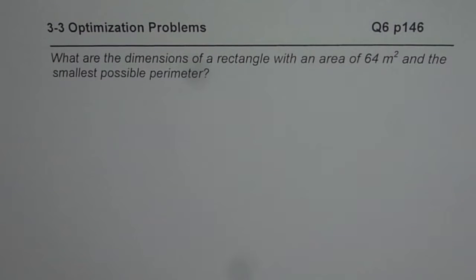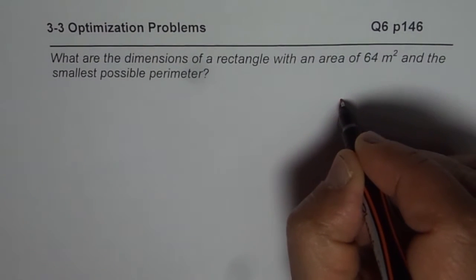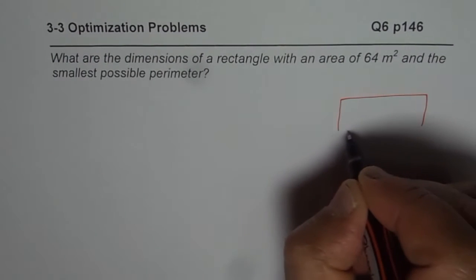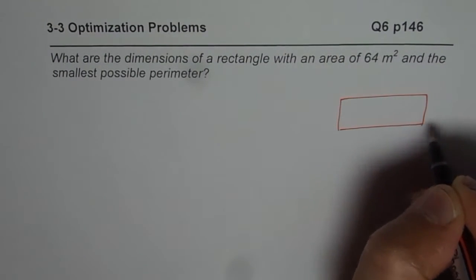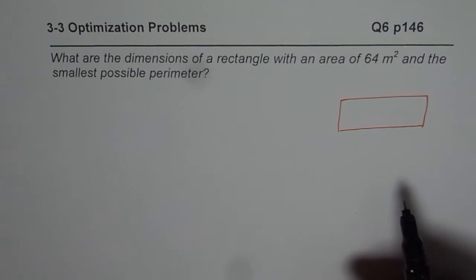What are the dimensions of a rectangle with area of 64 meters square and the smallest possible perimeter? Well, you know the answer. The answer is you're looking for a square, right? That is your answer. But let us prove that. So these questions really help you to confirm what you already know, right?